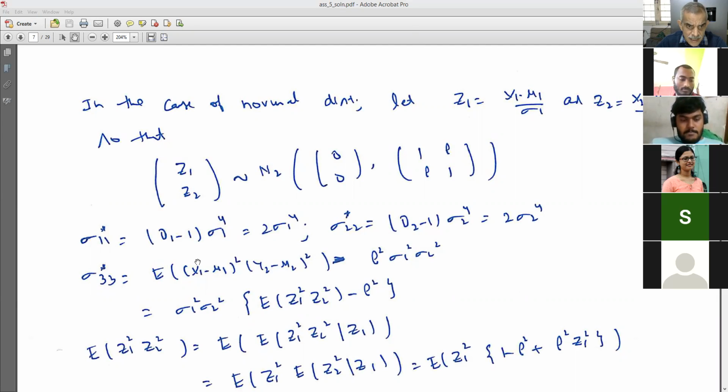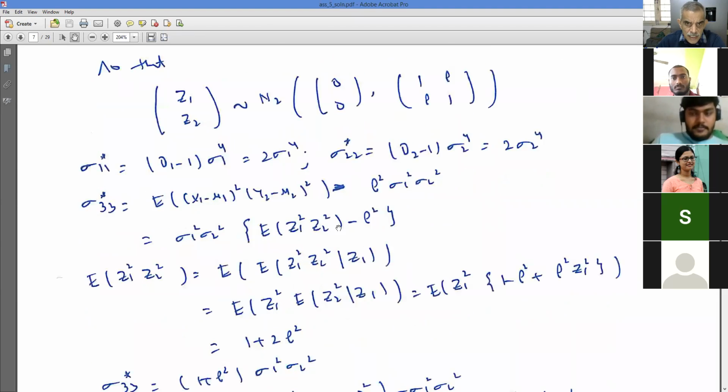which is nothing but this quantity becomes Z1 square, Z2 square into sigma 1 square, sigma 2 square. So sigma 1 square, sigma 2 square becomes common. Expected value of Z1 square, Z2 square minus rho square. So what you need to find out is expected value of Z1 square, Z2 square minus rho square when Z1, Z2 has a bivariate normal, right? So you can use the conditional expectation. So expected value of Z1 square, Z2 square is same as expected value of Z1 square, Z2 square given Z1, which is same as expected value of Z1 square into expected value of Z2 square given Z1.